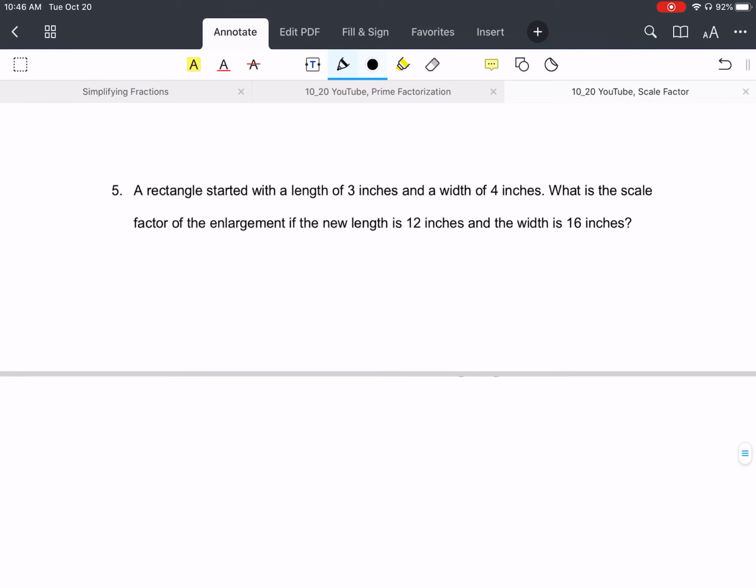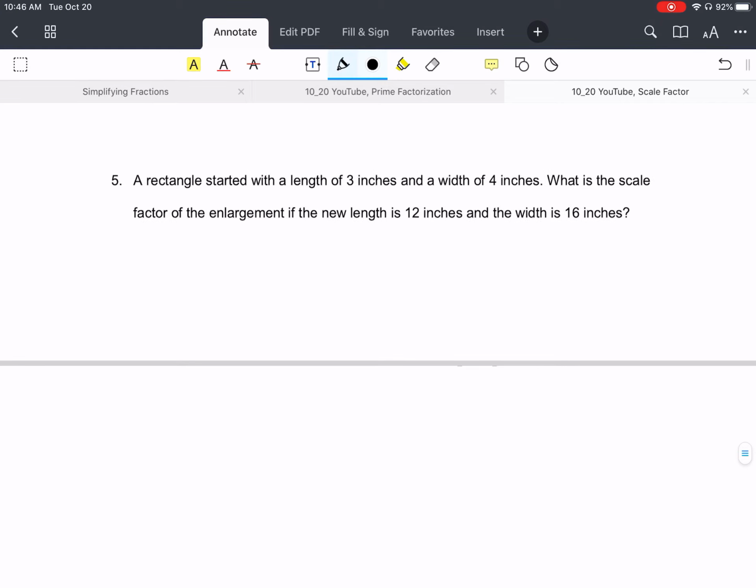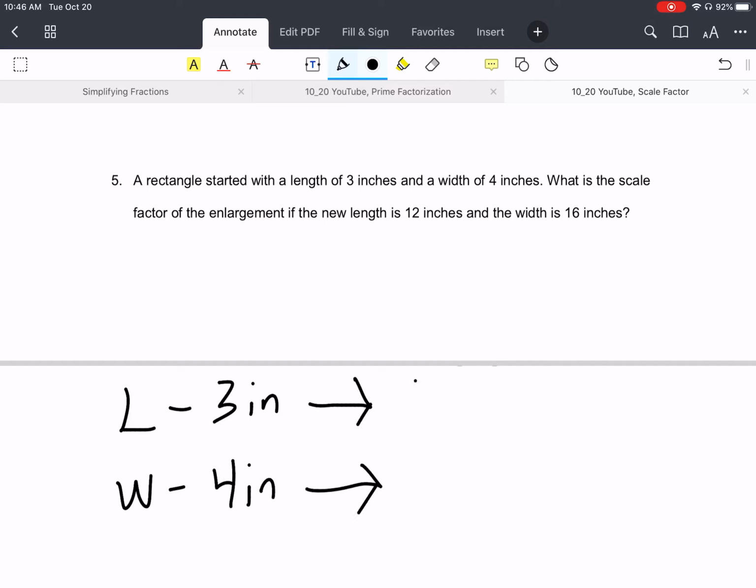Question 5. Now we are figuring out the scale factor when given new dimensions. Number 5 says, a rectangle started with a length of 3 inches and a width of 4 inches. So I'm going to start with L and W. We have 3 inches and 4 inches. And it goes to 12 inches and 16 inches.